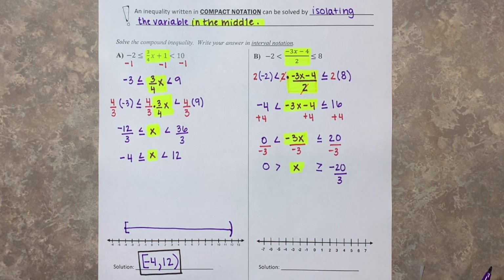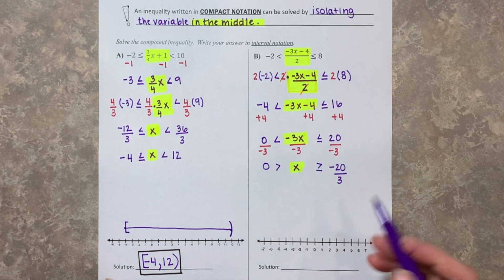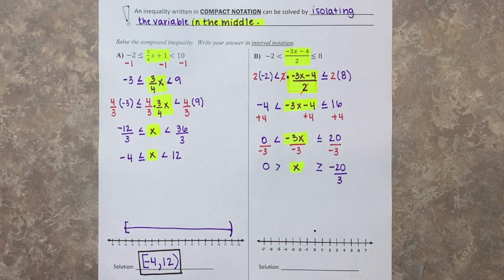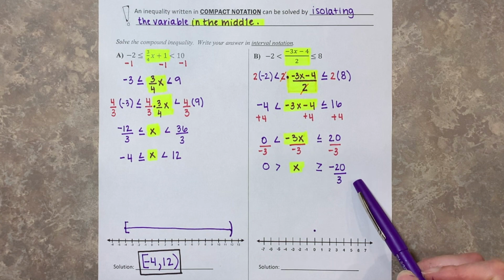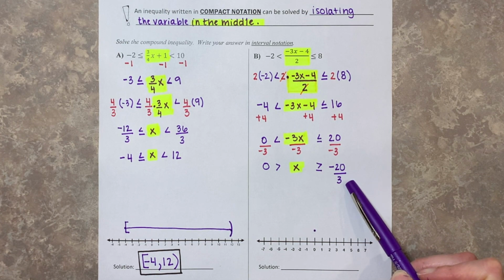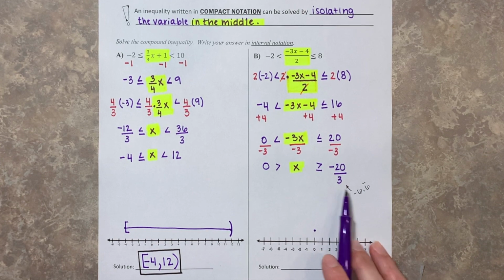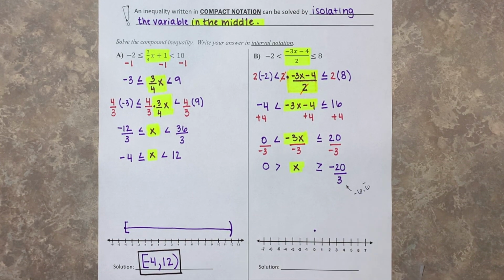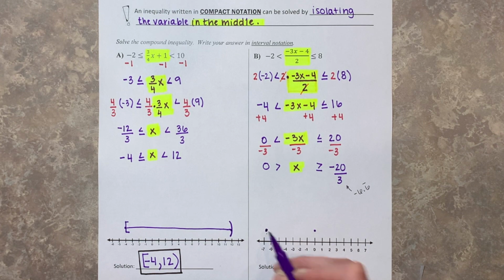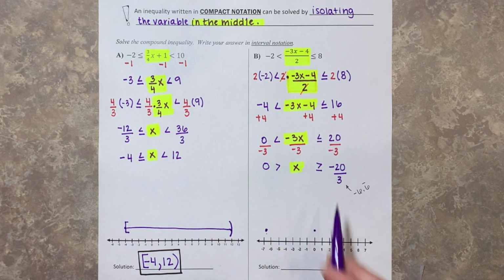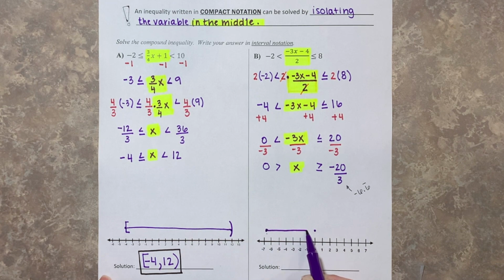To graph this on the number line, let's find 0, and for now I'm just going to put a dot at 0. If you have a fraction that you want to graph on the number line, you might find it helpful to convert it to a decimal. If you punch -20 divided by 3 on your calculator, you'll get -6.6 repeating. So that would be right about here. We know that x is between those two endpoints, so we'll draw a line connecting those endpoints.